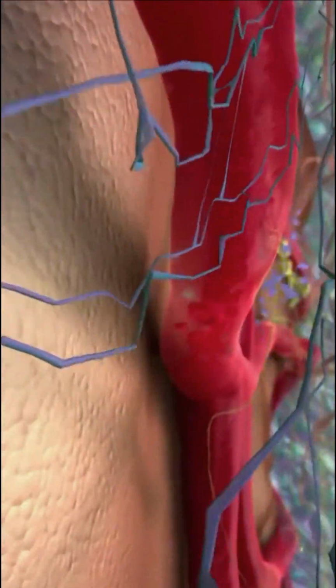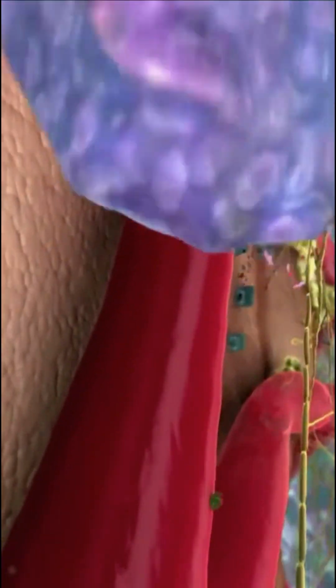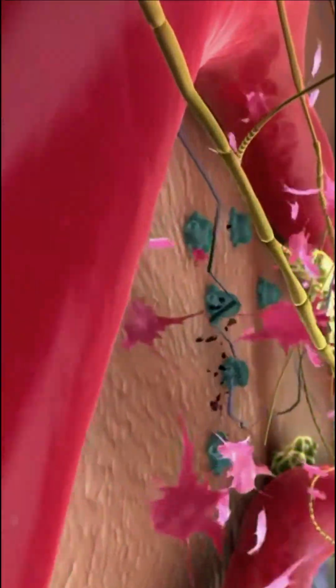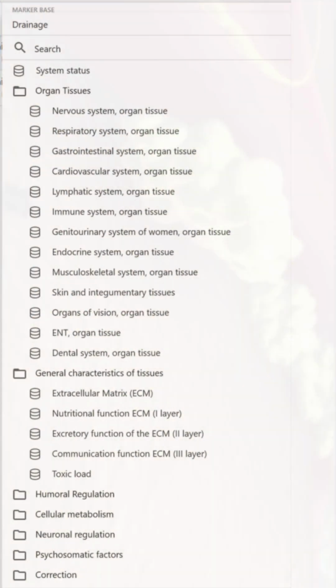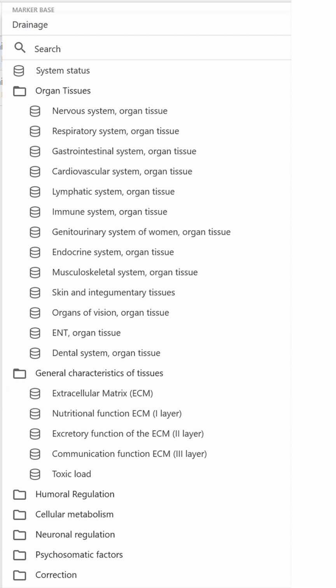Structural and functional changes in the matrix can lead to significant changes in the functioning of the tissue of a particular organ. It is known that there are no diseases that would not cause structural and functional changes in the ECM. We can observe and evaluate the condition and functioning of the extracellular matrix, which provides such functions as nutrition of the organ tissue cells, the excretory function of the ECM, and the function of intercellular communication.